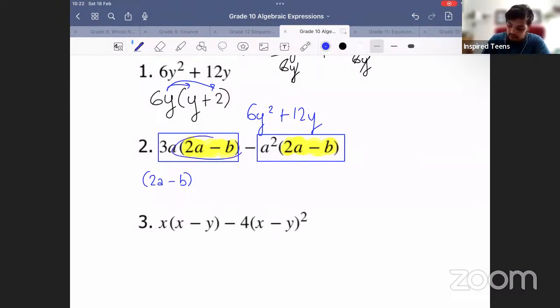Okay, so we take this out as a common factor because now it's common in both terms. And then, in this case, we would write what is left over in each term.